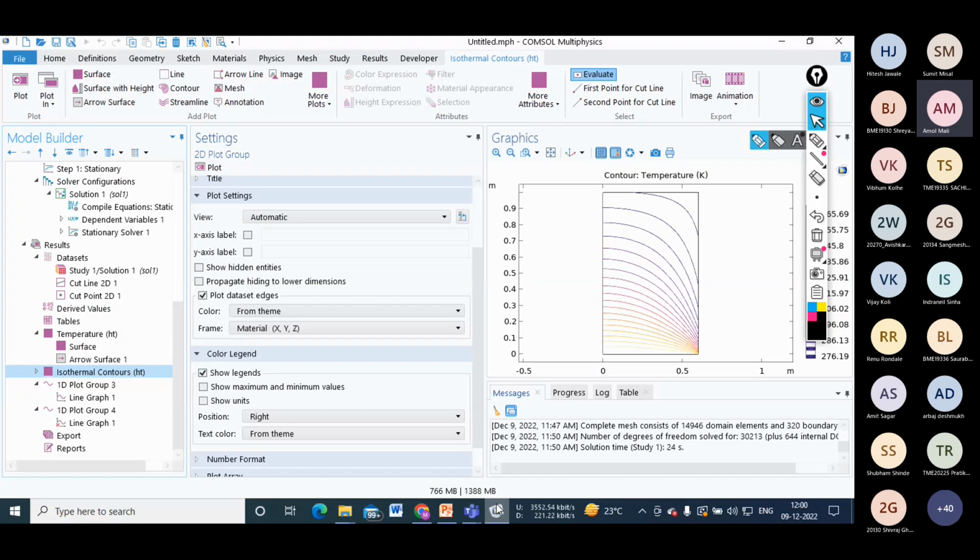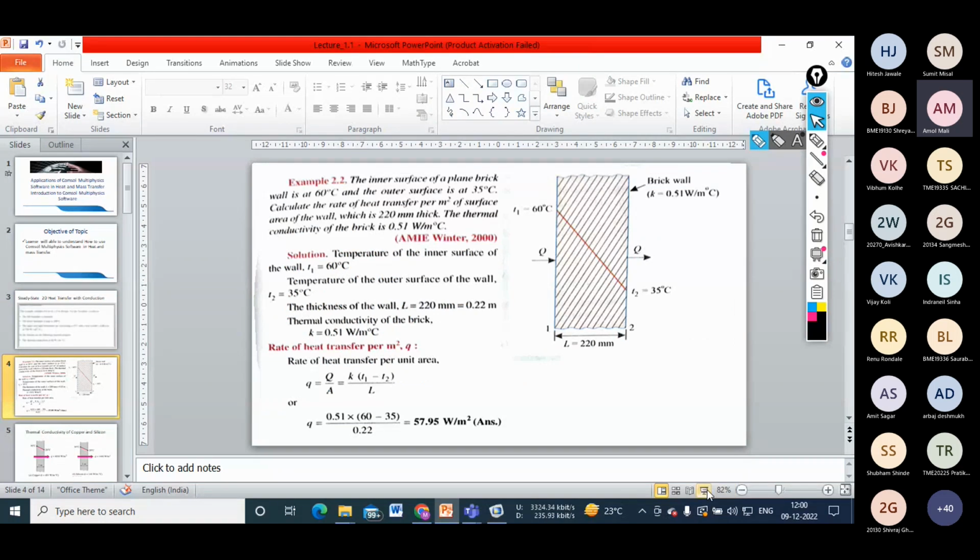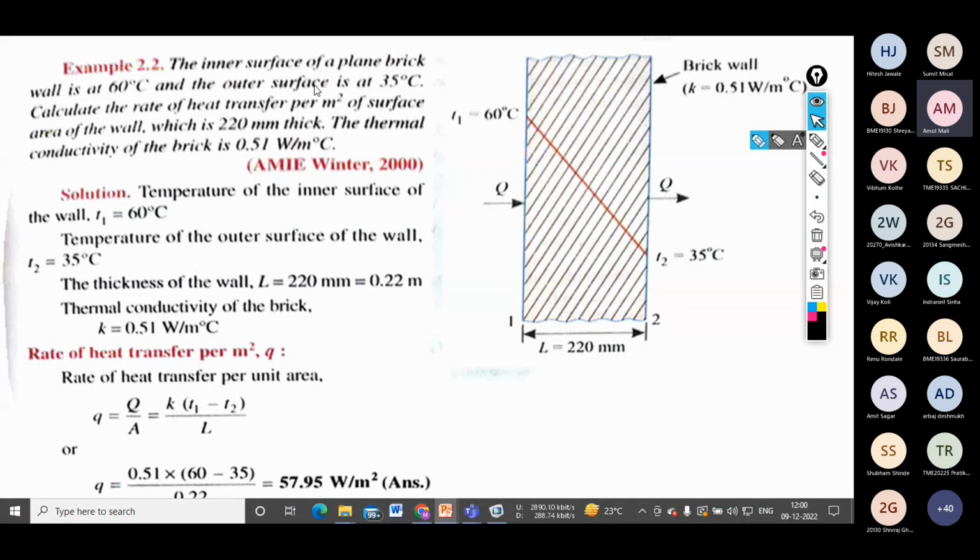Okay, so now we'll see the next problem. Again this is the problem related with the inner surface of the plain brick wall, which is at 60 degree temperature at one side location, and at the outer side you can see the 35 degrees centigrade temperature. Next to that we will calculate the heat transfer per meter square of the surface area of wall, which is 220 mm thick. Actually this problem I have taken from R.K. Rajput book, which I think you are using in heat transfer.